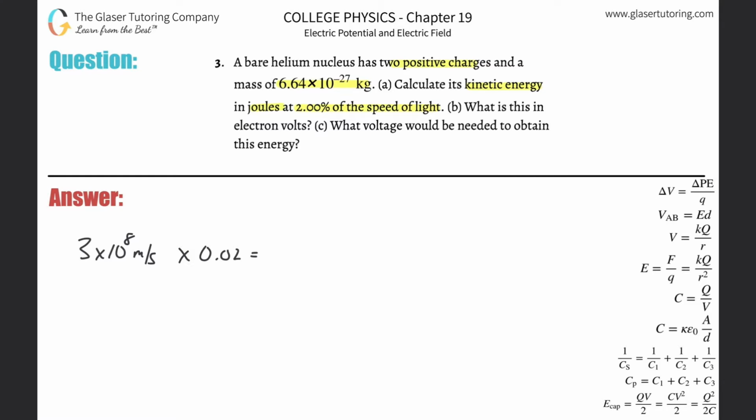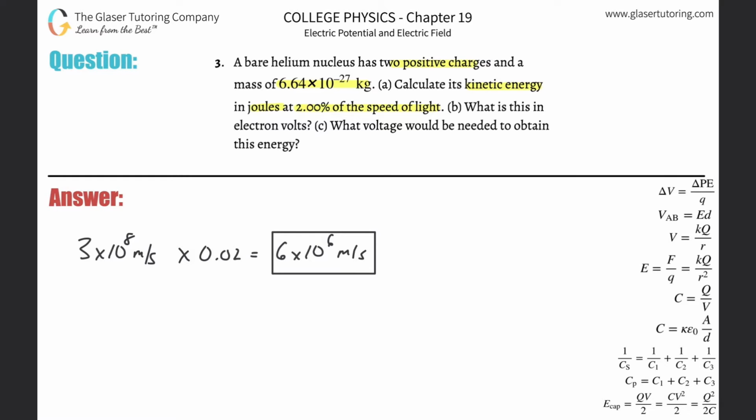And it comes out to be about 6 times 10 to the 6 meters per second. So this is indeed the velocity of 2% of the speed of light.